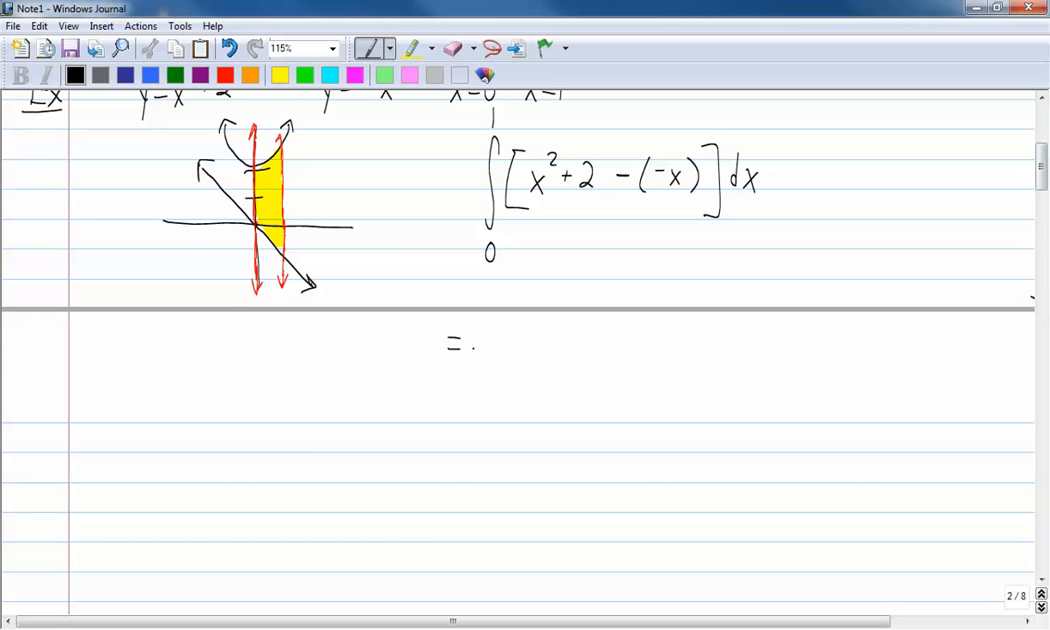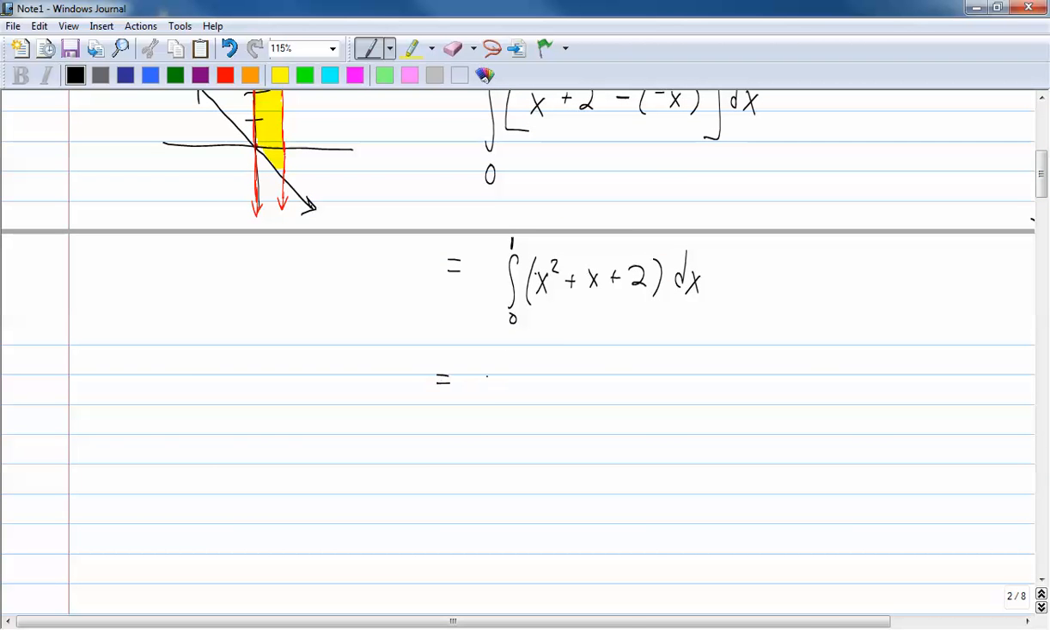Alright, so this is going to be the integral from 0 to 1 of x squared minus that negative is going to make that a plus x plus 2. And I just wrote it in that order from highest power to lowest power. That's usually how we write that. Alright, so now integrate. So that's x cubed over 3 plus x squared over 2 plus 2x evaluated from 0 to 1.